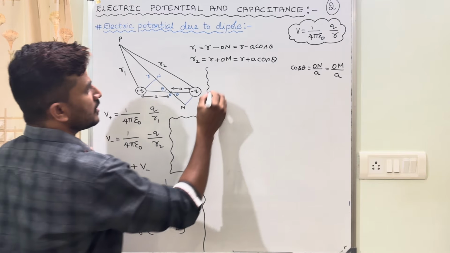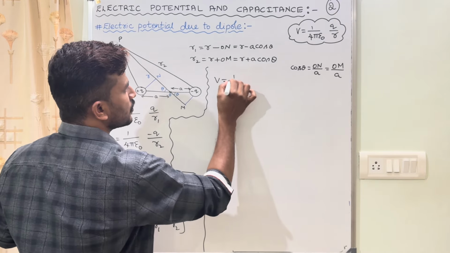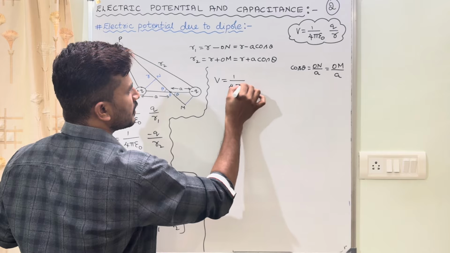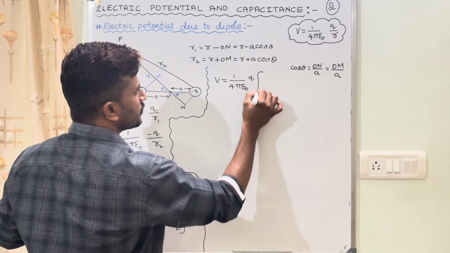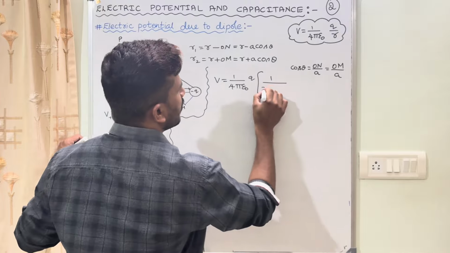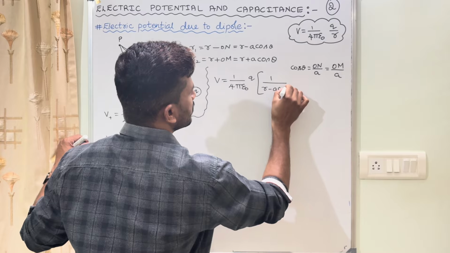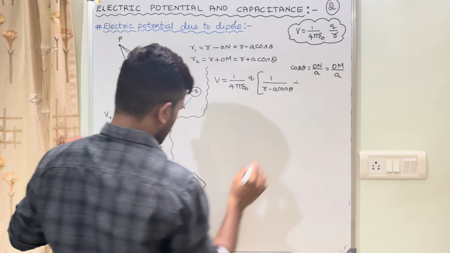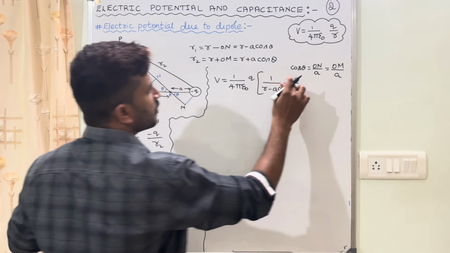So V is equal to 1 over 4 pi epsilon naught q into 1 divided by, what is R1? R minus a cos theta, minus, what is R2? R plus a cos theta.